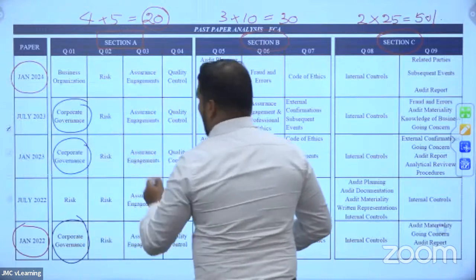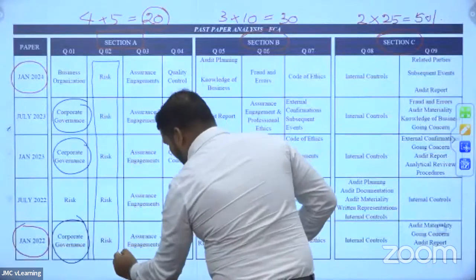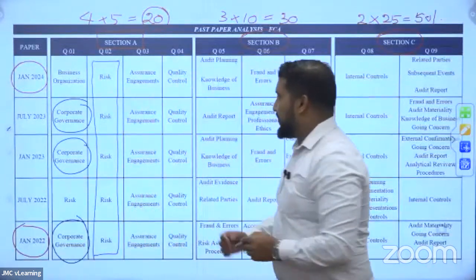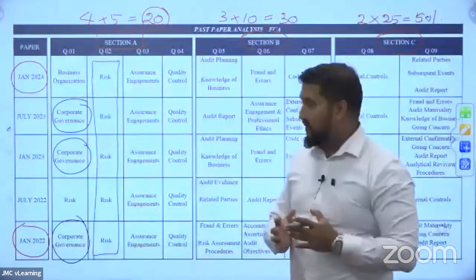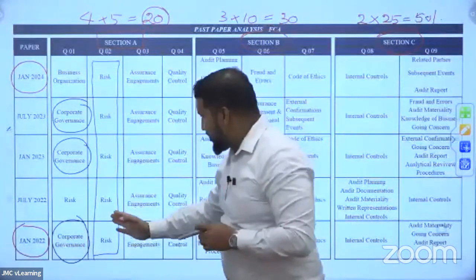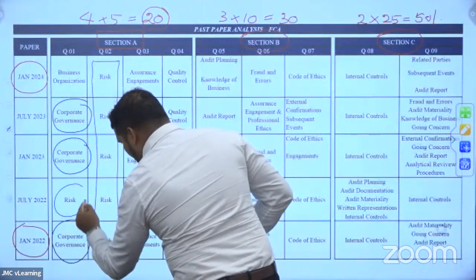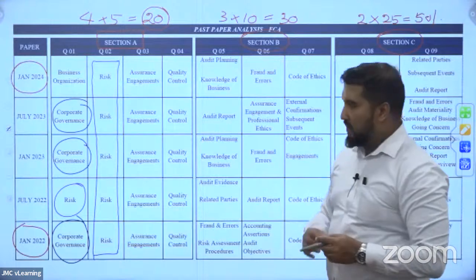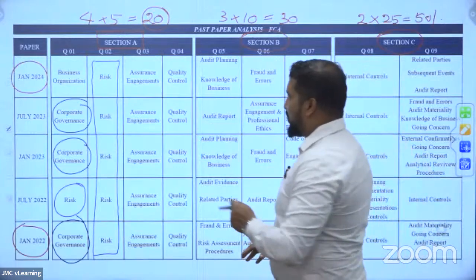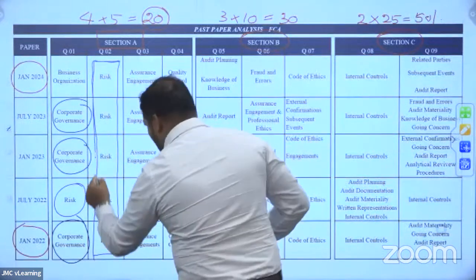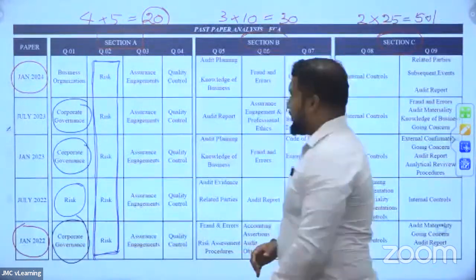Every time, question number 2 has been tested from risk. අවදානම කියන කොටසෙන් තමයි ප්‍රශ්නාංක 2 අහලා තියෙන්නේ. Specifically, the risk management framework. In the 2022 July paper, question number 1 was also tested from risk. Risk is chapter 2 of your syllabus, so this can be considered a most probable area for 1 question in section A.